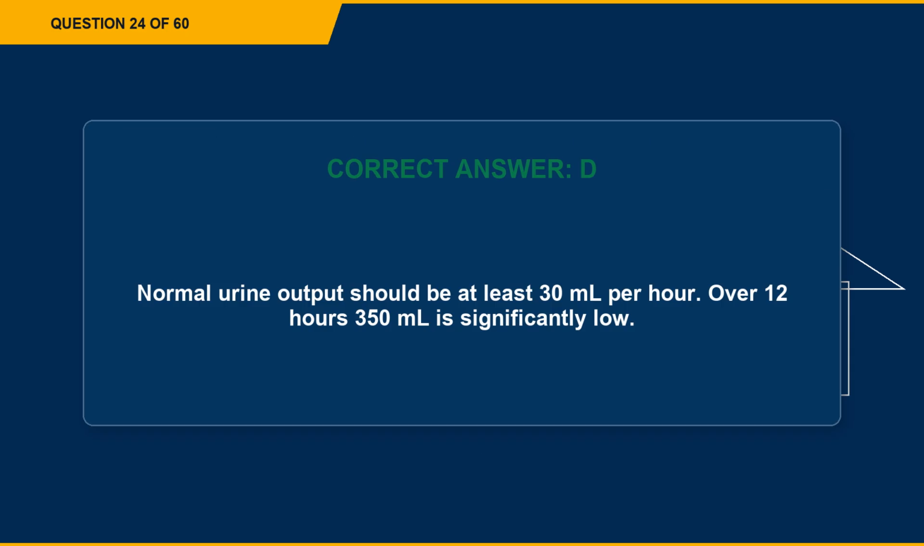Explanation: normal urine output should be at least 30 milliliters per hour. Over 12 hours, 350 milliliters is significantly low.